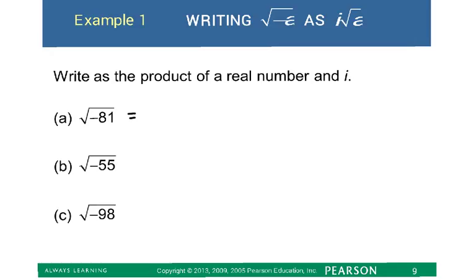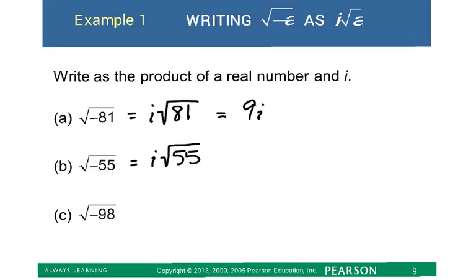So we're asked to write as a product of a real number and i. Take the i out, and that becomes the square root of 81. And we should know the square root of 81 is 9. So the solution to this problem is 9i. And we're done. This next one, part B here, we're going to do the same thing. Take the i, or the negative, out of the square root. And we end up with i times the square root of 55.